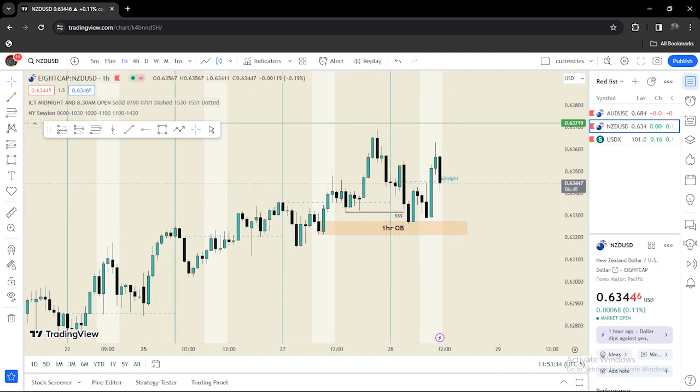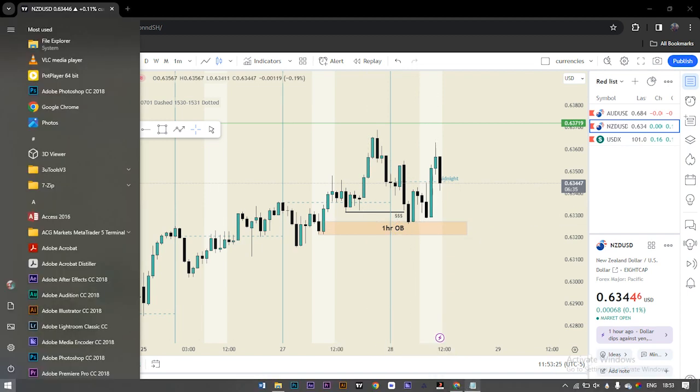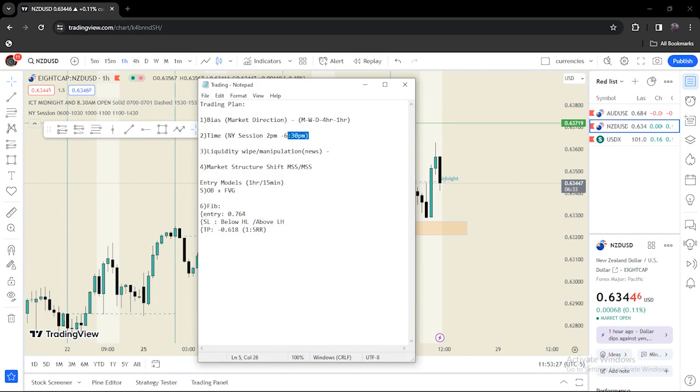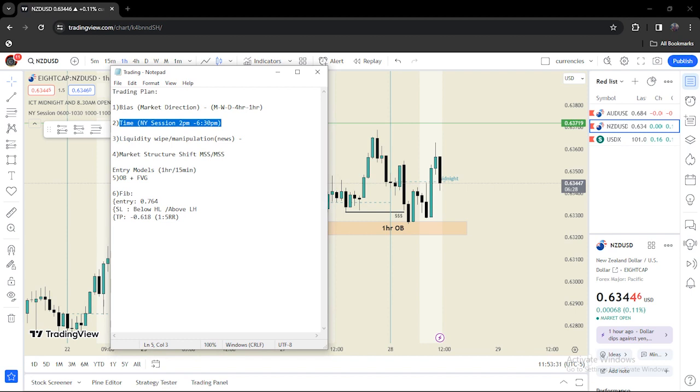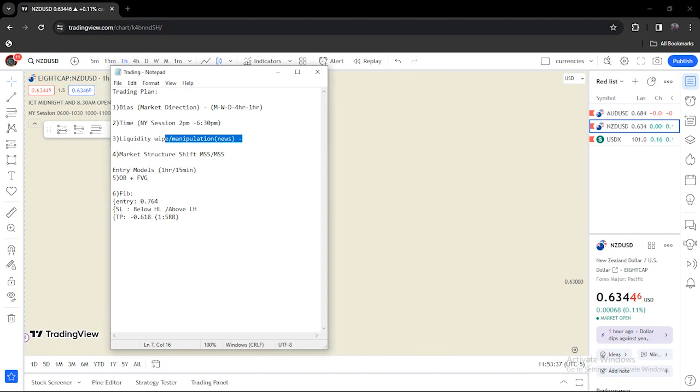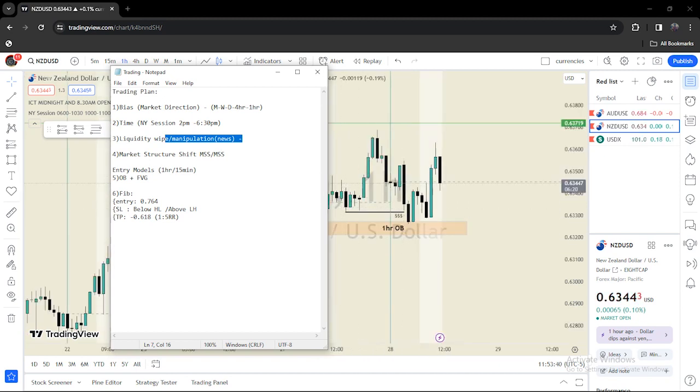Liquidity was taken. Remember, I'm waiting for time, but still liquidity was taken here. So I was certain the order block was respected here, so I waited for the setup. Now what I was waiting for was time, my session to start. Since I knew liquidity was taken here, there was already manipulation, like during the London session.